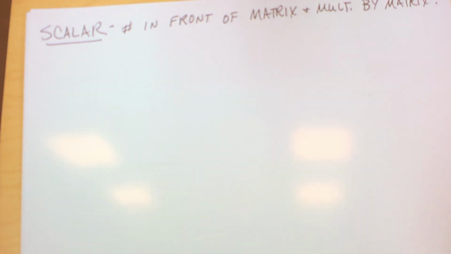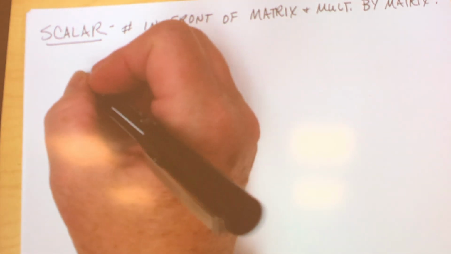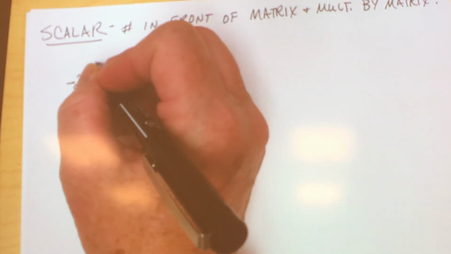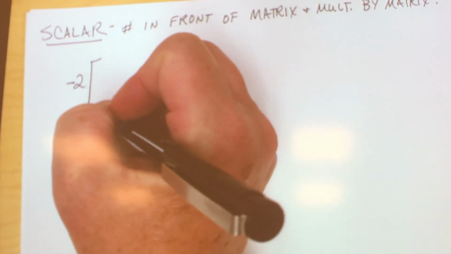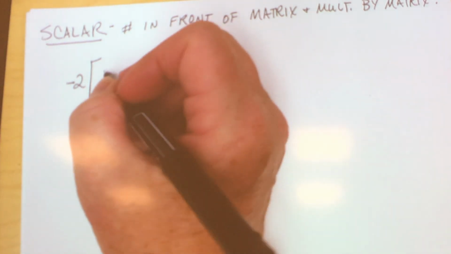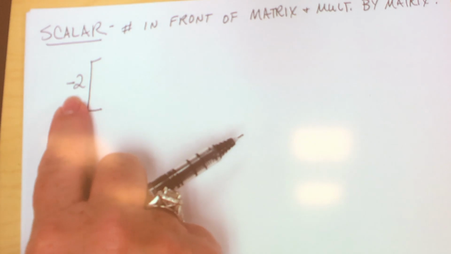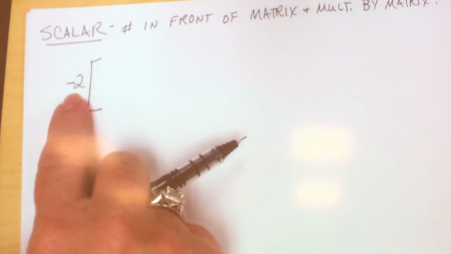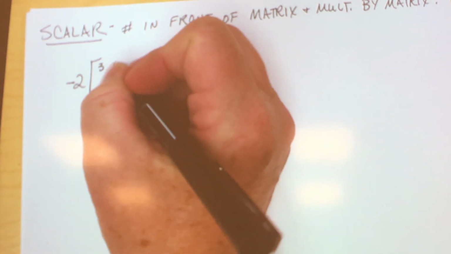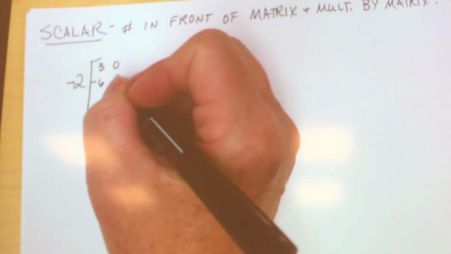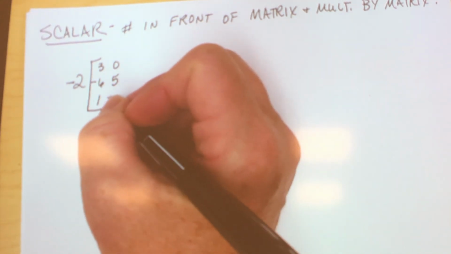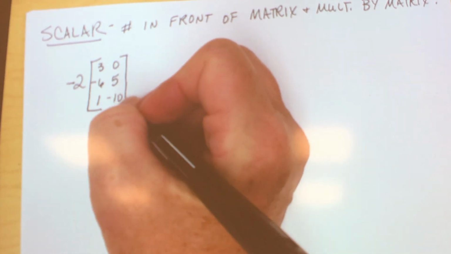Okay, so I'm going to draw a picture. I'm going to show you what it looks like, and you're going to know exactly what to do, even if I hadn't told you. So there's my scalar, like big giant -2, okay? And then I got a little matrix over here: 3, 0, -6, 5, 1, -10.